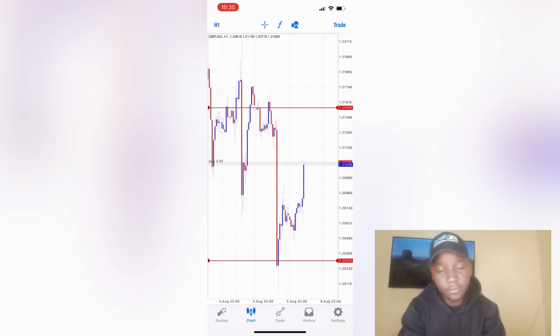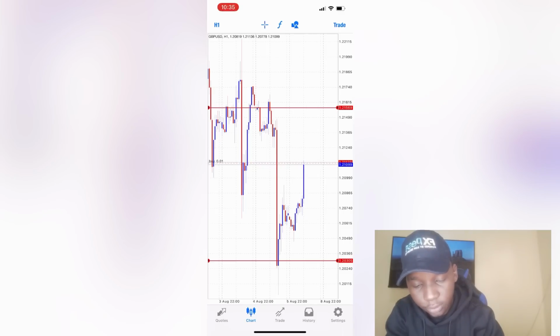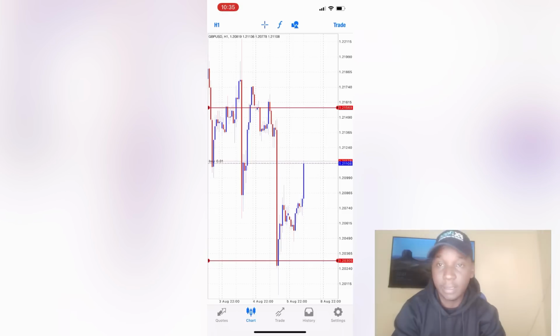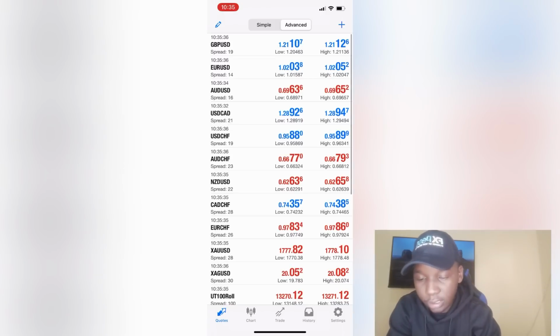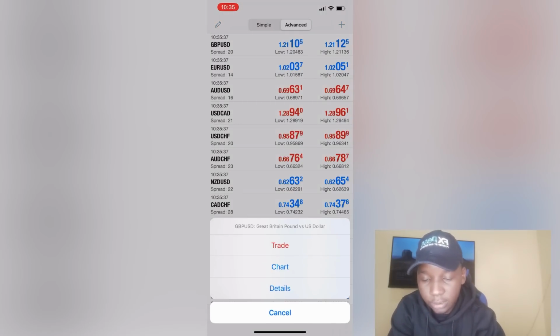Okay. So I have my stop loss value at 1.20305, and then my take profit value will be at 1.21569 for this buy. Okay, so now I'll come back to GBPUSD, I'll tap on it, and then I'll go to trade.